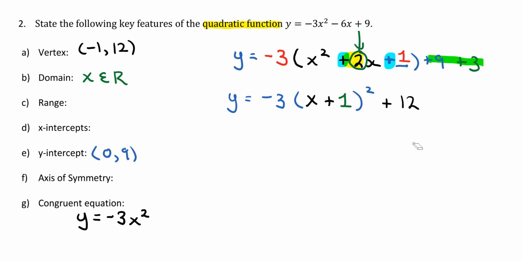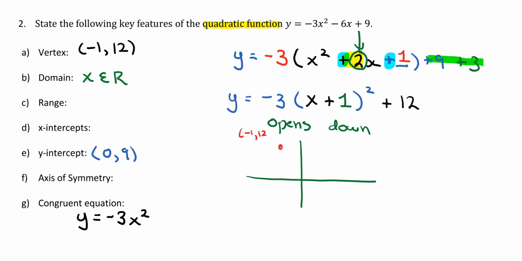Let's find the range here. Well, this opens down, right? If you want to visually think about this, where's the vertex? The vertex is over here, (-1, 12), and it opens down. So if it opens down, y is less than or equal to, and then we just take the y value there, which is 12. So the range is y is less than or equal to 12.